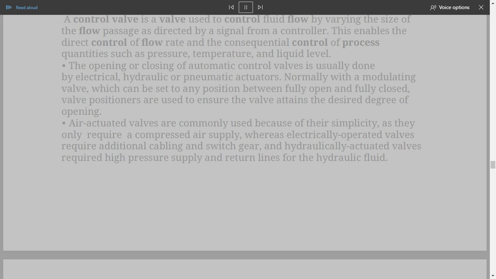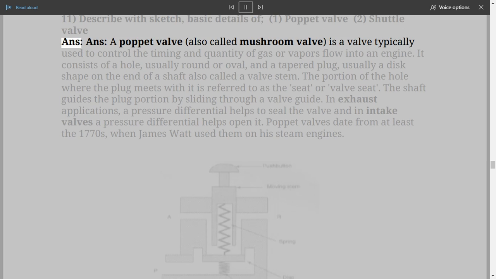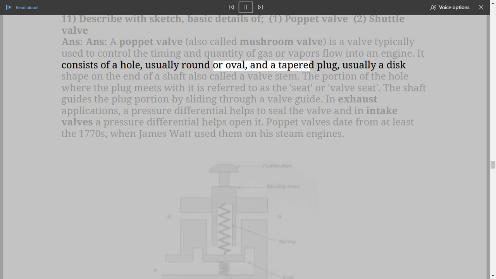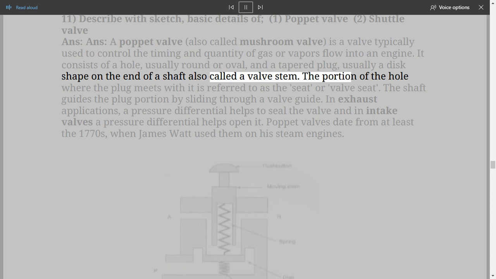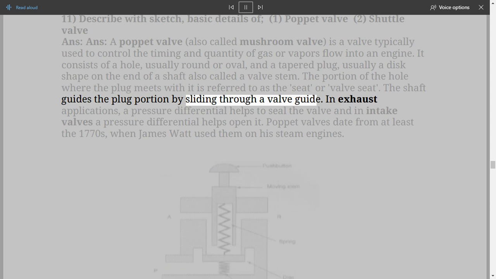11. Describe with sketch, basic details of 1. Poppet valve. 2. Shuttle valve. Answer. A poppet valve, also called mushroom valve, is a valve typically used to control the timing and quantity of gas or vapors flow into an engine. It consists of a hole, usually round or oval, and a tapered plug, usually a disc shape on the end of a shaft, also called a valve stem. The portion of the hole where the plug meets with it is referred to as the seat or valve seat. The shaft guides the plug portion by sliding through a valve guide.